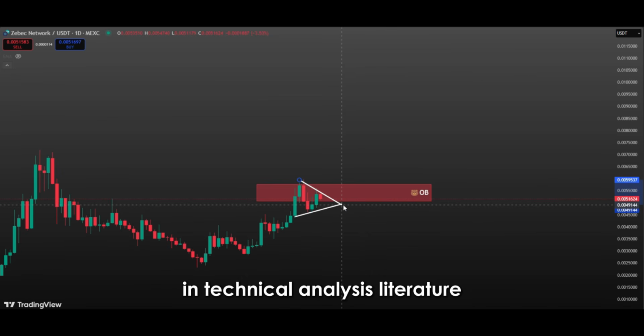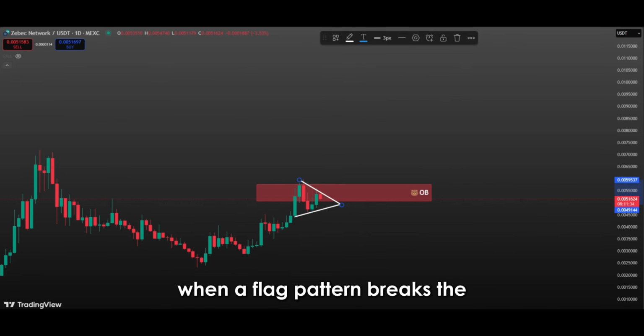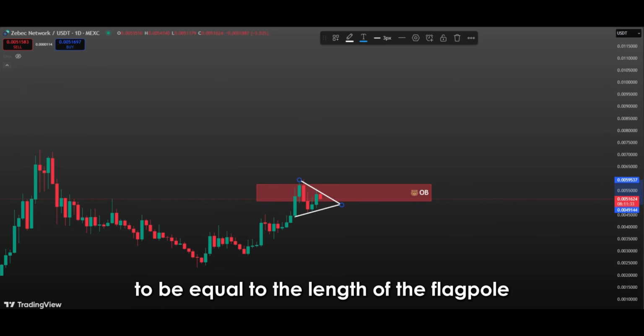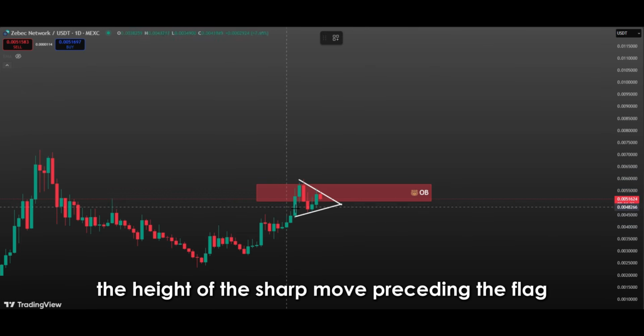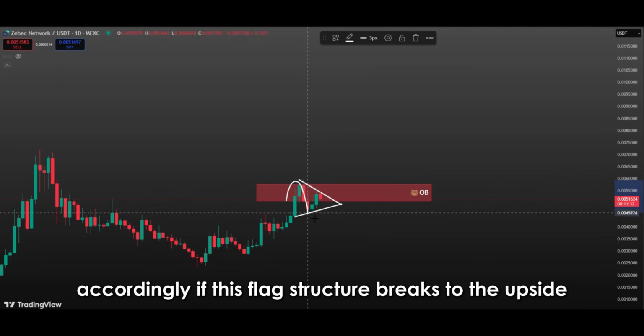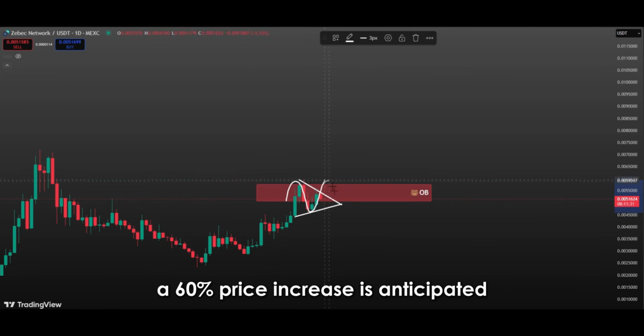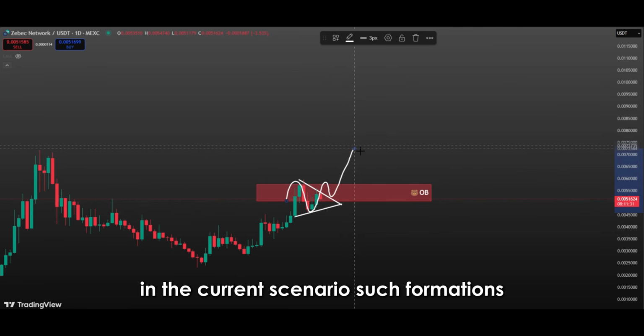In technical analysis literature, when a flag pattern breaks, the price target is often projected to be equal to the length of the flagpole, the height of the sharp move preceding the flag. Accordingly, if this flag structure breaks to the upside, a 60% price increase is anticipated in the current scenario.